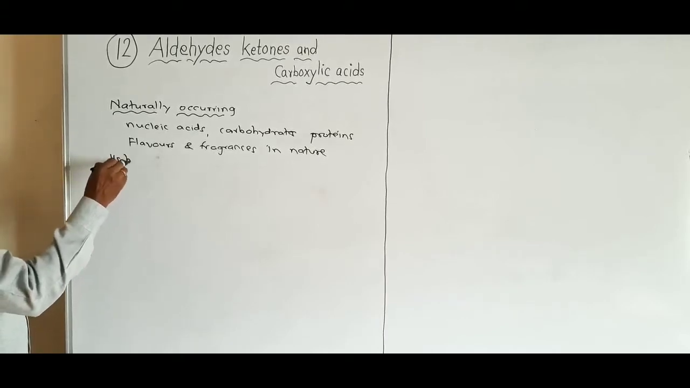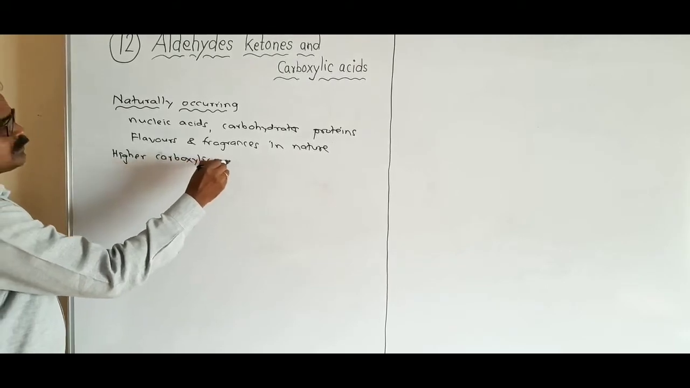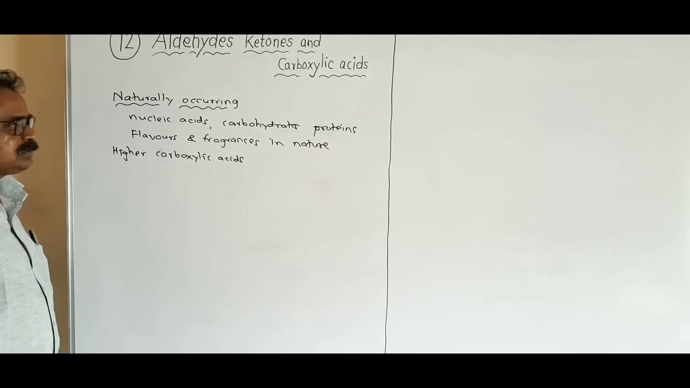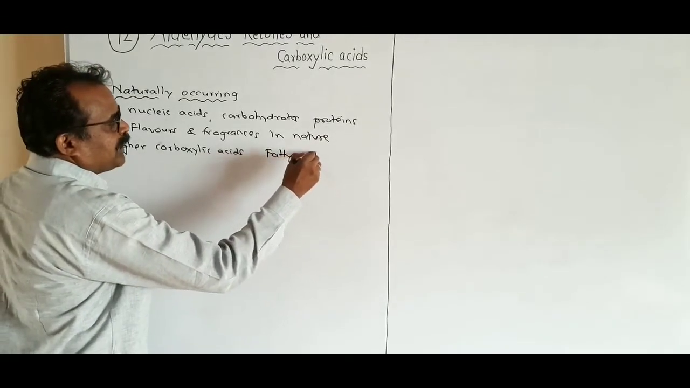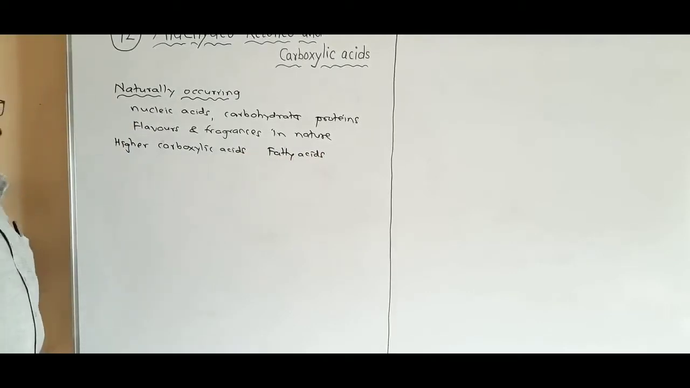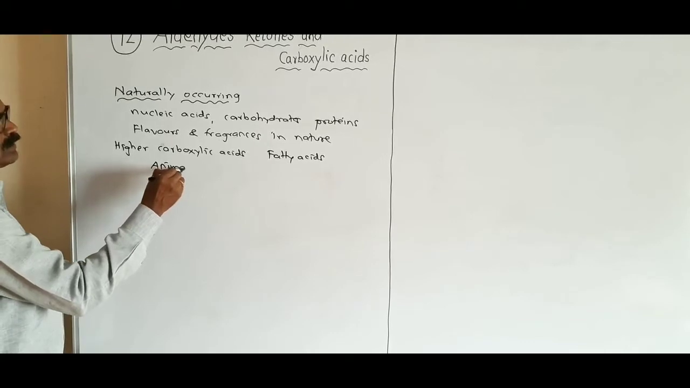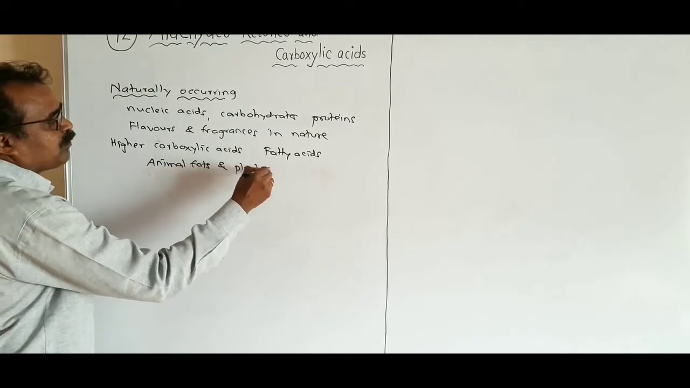The higher carboxylic acids like palmitic acid, stearic acid and oleic acid, we call them fatty acids. They are important components of animal fats and plant oils.